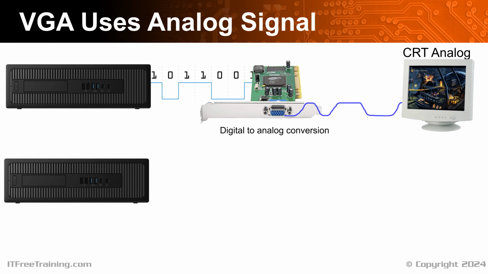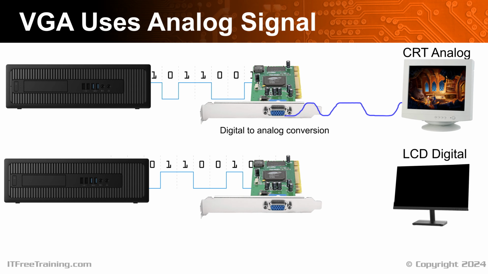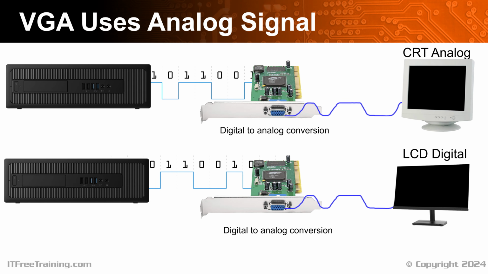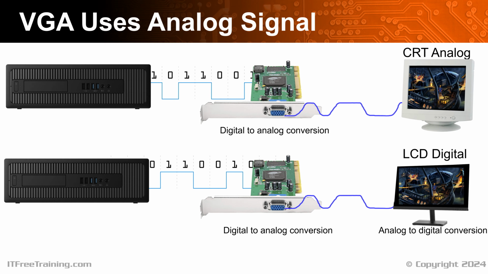Now let's consider what happens when we use a computer that outputs to an LCD screen, which is digital. Nowadays, CRT monitors are obsolete and no longer made, so it would be rare to come across one. As before, the computer communicates with the VGA graphics card digitally. The graphics card outputs an analog signal to the monitor since VGA was designed to use analog. As before, a digital to analog conversion is performed by the graphics card. However, in order to display the graphics on the LCD monitor, an analog to digital conversion must also be performed.